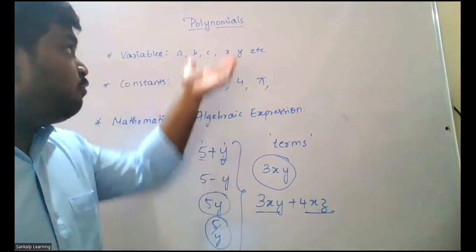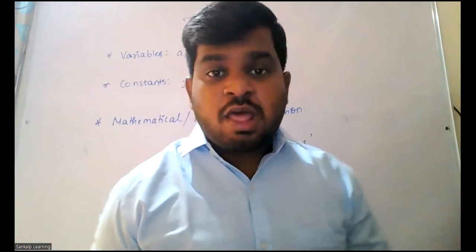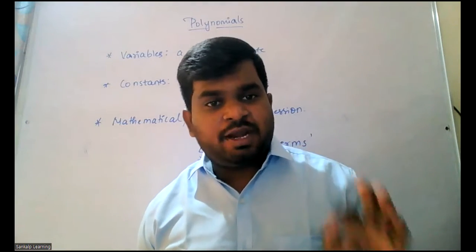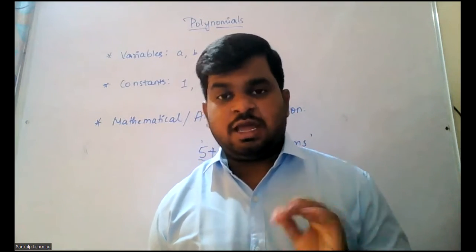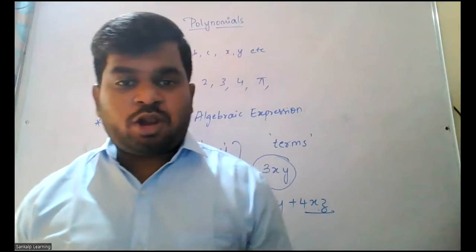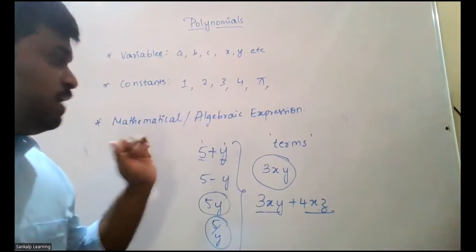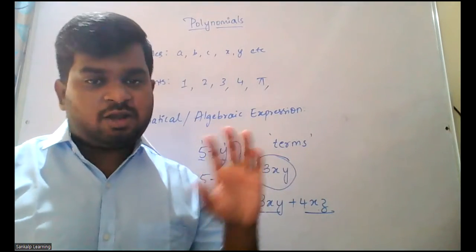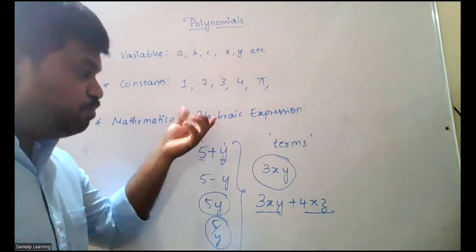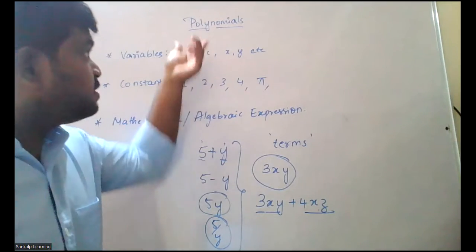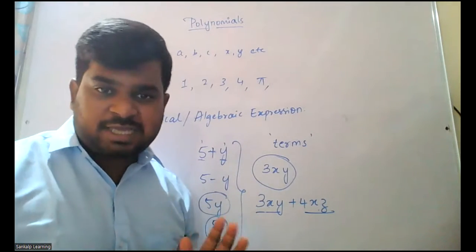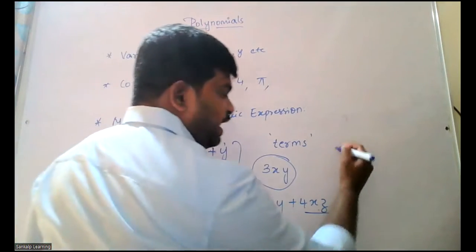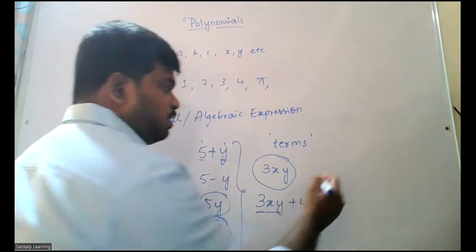Now, why do we require this for the polynomials chapter? Because a polynomial is also an expression, meaning it is a combination of variables and constants. I repeat, what is a polynomial? A polynomial is also an algebraic expression, meaning it is also the combination of variables and constants. Now, what is the big difference between an algebraic expression and a polynomial? Both are the same, but there is a small difference, that is the variables involved in the polynomial.